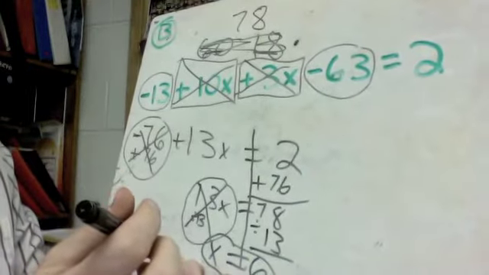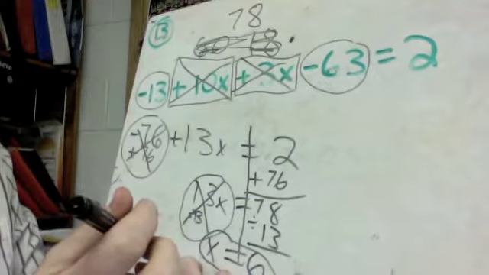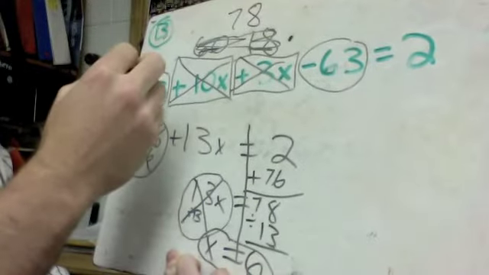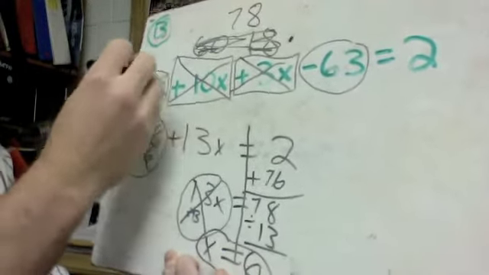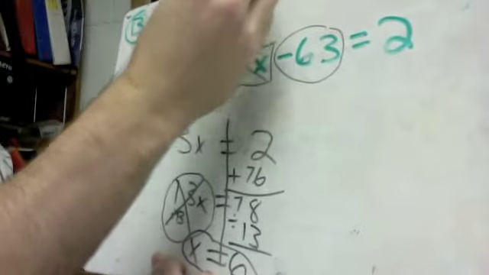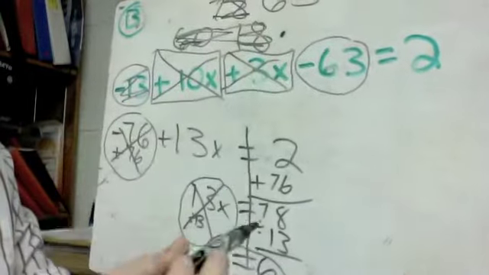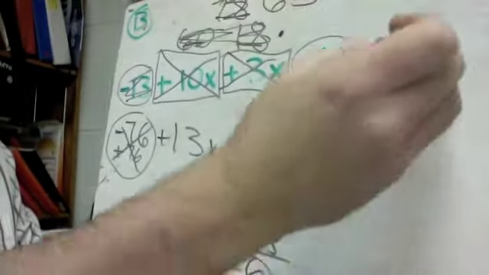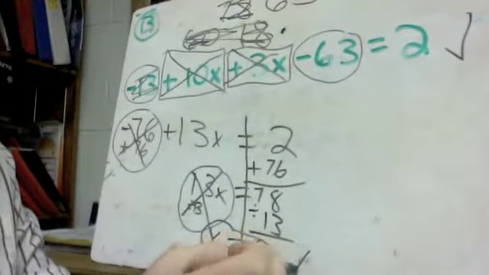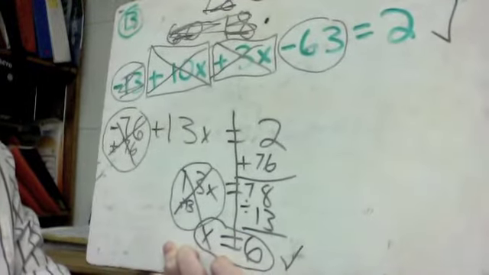Let's see. 78 minus 13, 78, 68, 65. And then if I do 65 minus 63, it's positive 2. That checks out, so we know that our answer is correct.